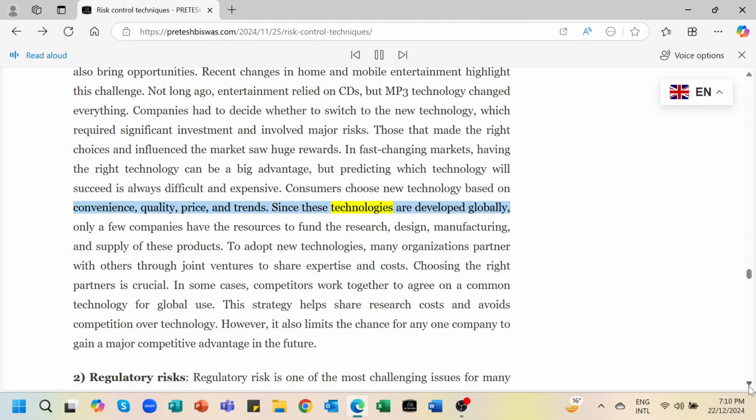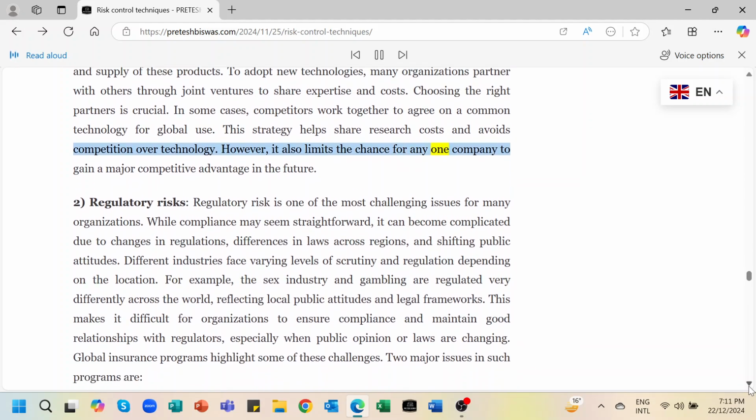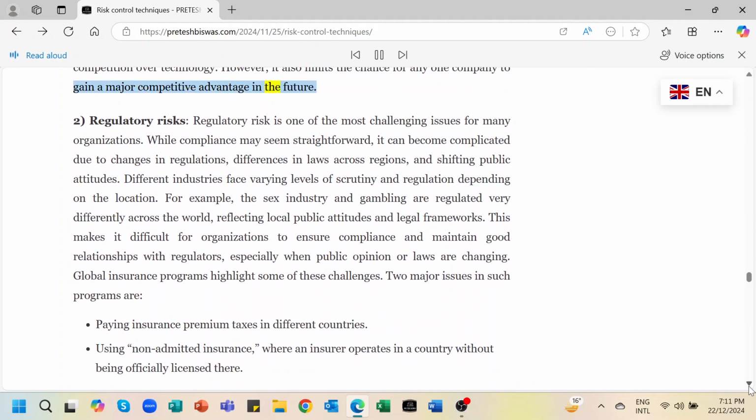Since these technologies are developed globally, only a few companies have the resources to fund the research, design, manufacturing, and supply of these products. To adopt new technologies, many organizations partner with others through joint ventures to share expertise and costs. Choosing the right partners is crucial. In some cases, competitors work together to agree on a common technology for global use. This strategy helps share research costs and avoids competition over technology. However, it also limits the chance for any one company to gain a major competitive advantage in the future.